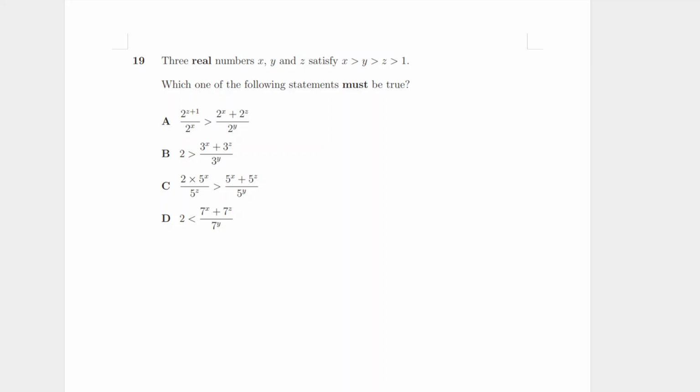Okay, towards the end now. So 19. Three real numbers, x, y, and z, satisfy x greater than y greater than z greater than 1. Which one of the following statements must be true? Okay, so again, if it says must, then the general direction of the question is to find counterexamples.